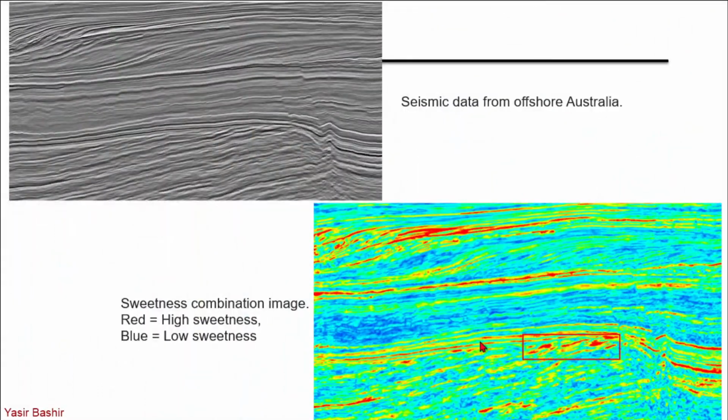So now we look at the examples. This data on the top left is from offshore Australia. This is the seismic data in the time domain. Then we convert it into the sweetness or combination image, where red shows the high sweetness and blue shows the low sweetness. Over here you can see this reflection has been changed into different sweetness.